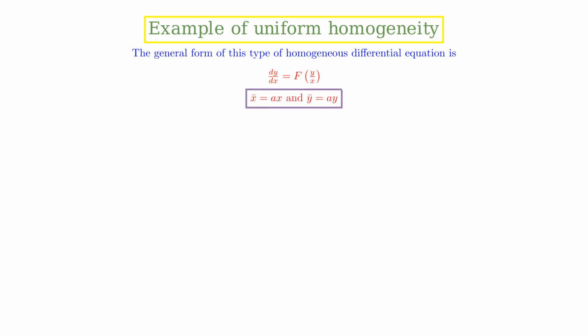Let us consider an example of uniform homogeneity. The general form of this type of homogeneous differential equation is this: dy/dx equals a function of y over x, which is homogeneous of uniform type. Under scaling, both numerator and denominator scale equally, preserving the form of the equation. These are some examples of such differential equations.